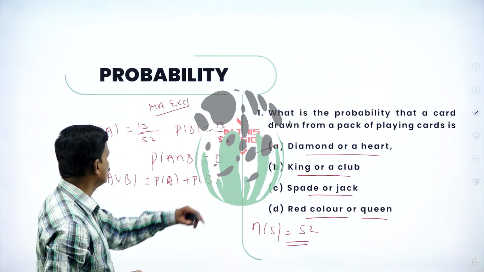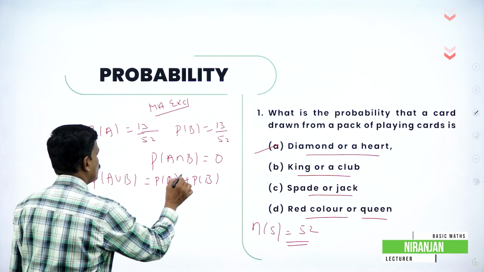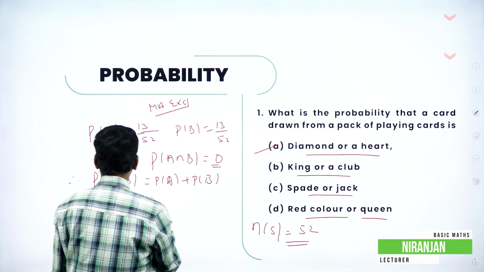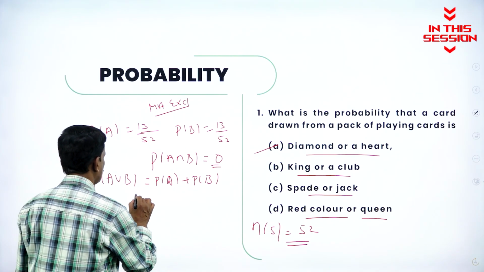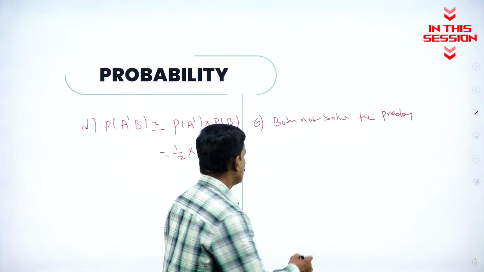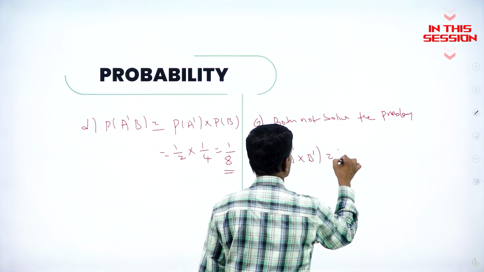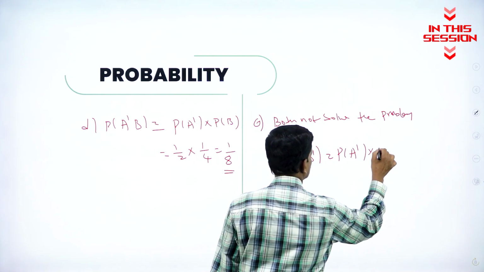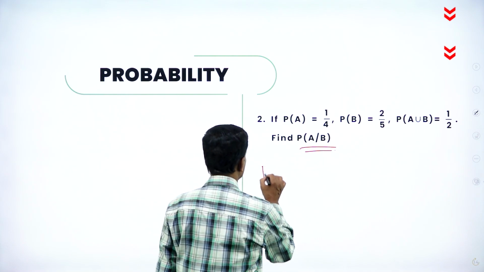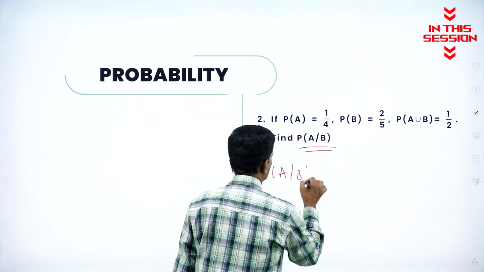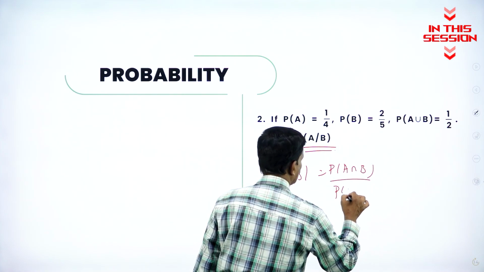Probability of A is 13 by 52. Probability of B is 13 by 52. Probability of A intersection B is a null set. So probability of A union B is equal to probability of A plus probability of B. Now what is the meaning? Both will not solve the problem means probability of A dash into probability of B dash. That is nothing but P of A dash into P of B dash. That's it. What is the formula for probability of A by B? Probability of A by B is A intersection B divided by probability of B.